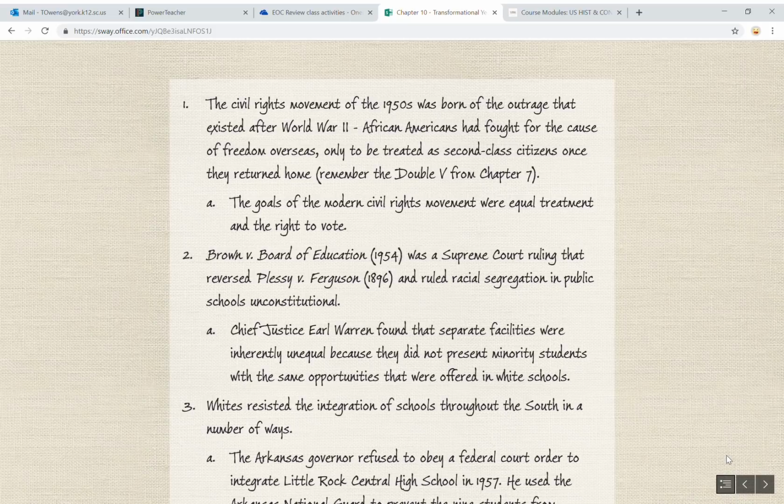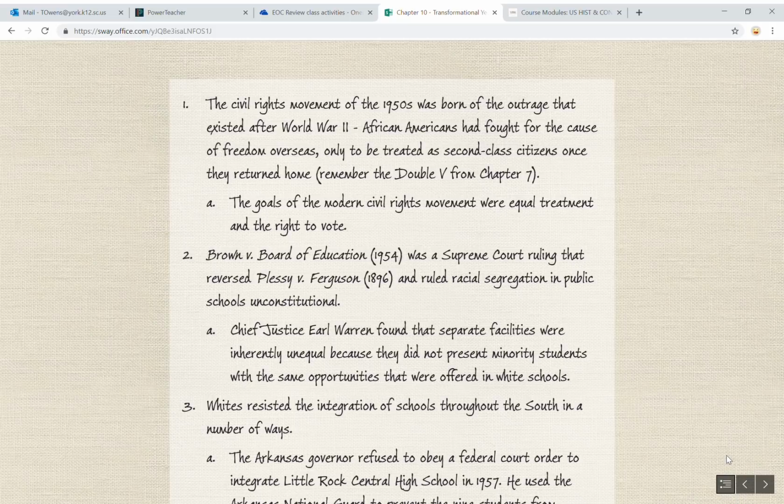This is huge. This is huge. This is going to be a ruling that overturns or reverses Plessy versus Ferguson from 1896. Plessy versus Ferguson was the one that said that as long as facilities were separate but equal, then segregation was okay. But we know that separate is never equal. And in 1954, Chief Justice Earl Warren's court found that very thing, that separate facilities are inherently unequal because you don't give minority students the same opportunities that are offered to white students in white schools.